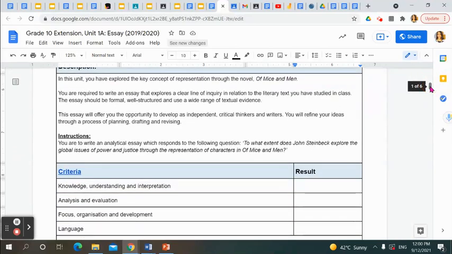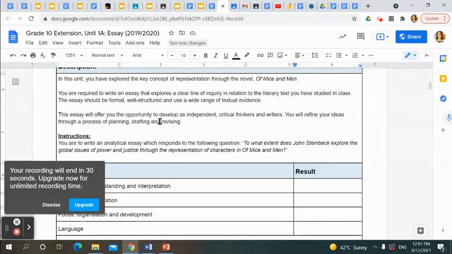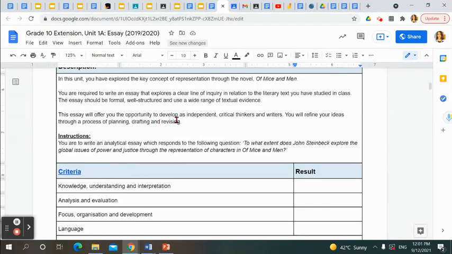So in this unit, you have explored the key concept of representations in the novel Of Mice and Men. You are required to write an essay that explores a clear line of inquiry in relation to the literary text that you've studied in class. And I'm going to give you a line of inquiry, otherwise known as an essay question or stimulus. The essay must be formal, well-structured, and use a wide range of textual evidence. That means quotes. This essay will offer you the opportunity to develop as an independent critical thinker and writer, okay?